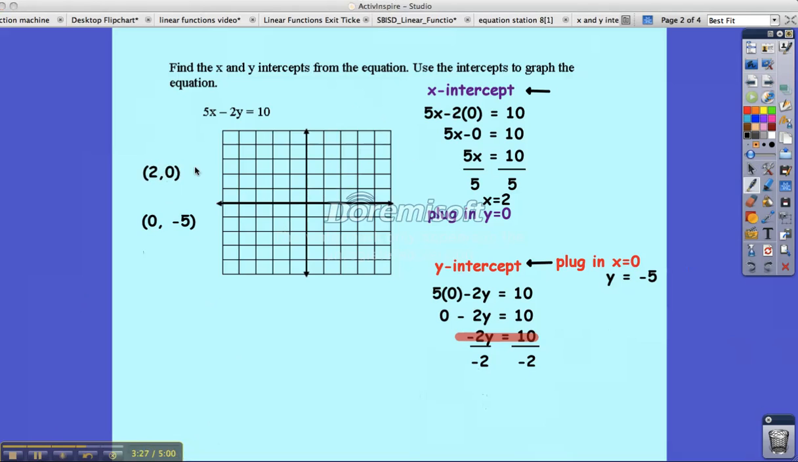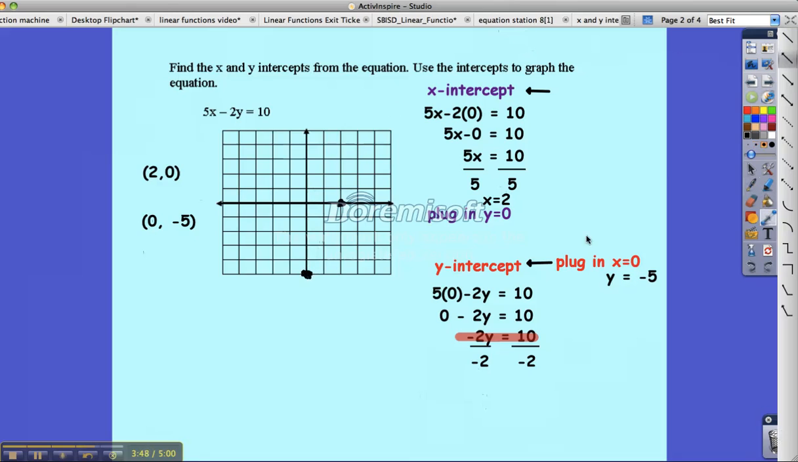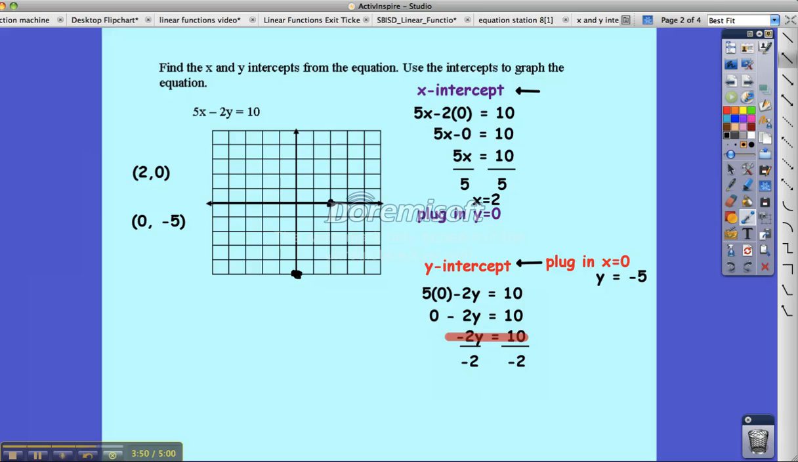So here we're going to plot 2 comma 0. So I'm going to go x is equal to 2, y is equal to 0. Get my pen, put my first dot there. Then I'm going to plot x is equal to 0, y is equal to negative 5, so go down 1, 2, 3, 4, 5. There we go. And if I want to graph the equation, that just means I'm going to draw a line in between those 2.